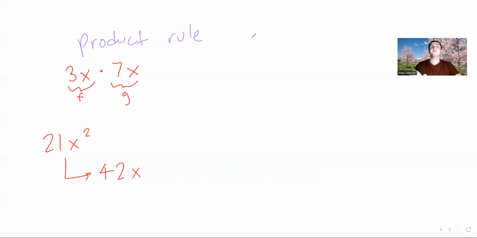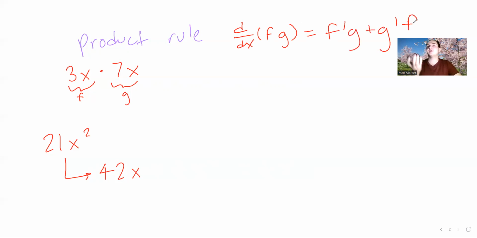And then what we do is the derivative with respect to x of f times g is the same as f prime times g plus g prime times f. Prime here means the derivative of those individual functions. So the derivative of 3x is 3. So we would say f prime is 3. And the derivative of 7x is 7. And you could use the power rule there.